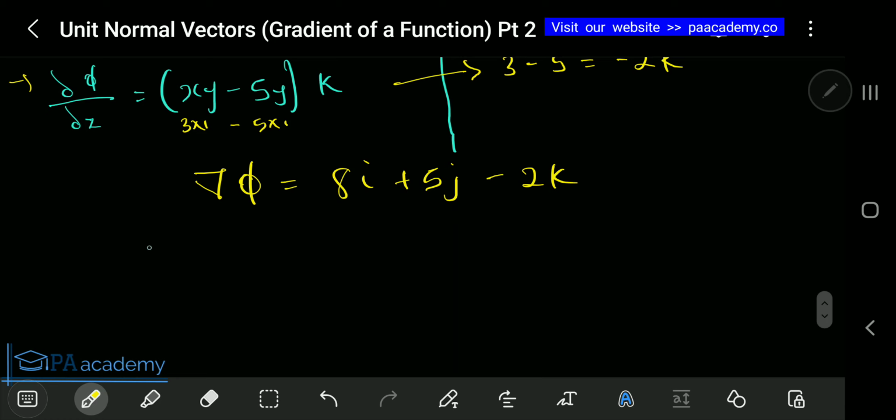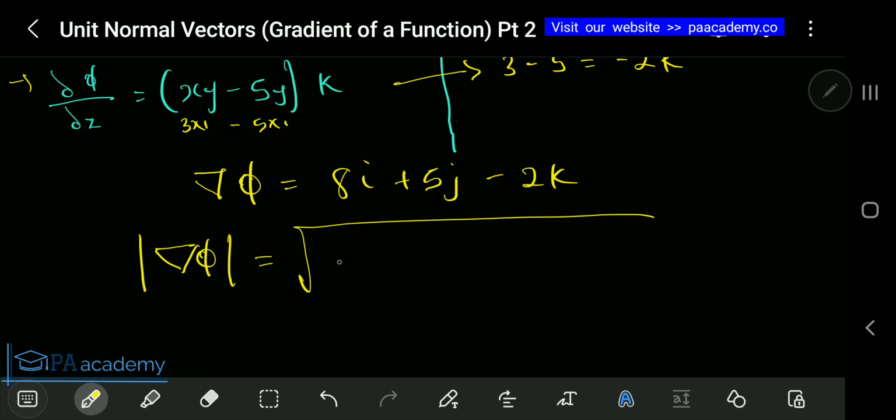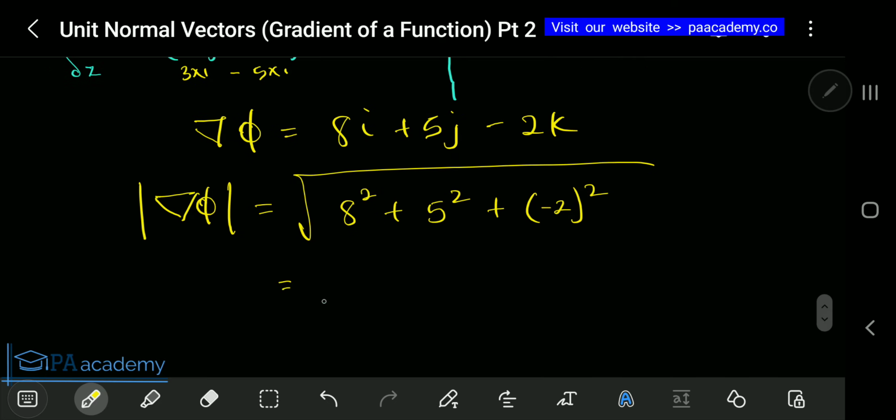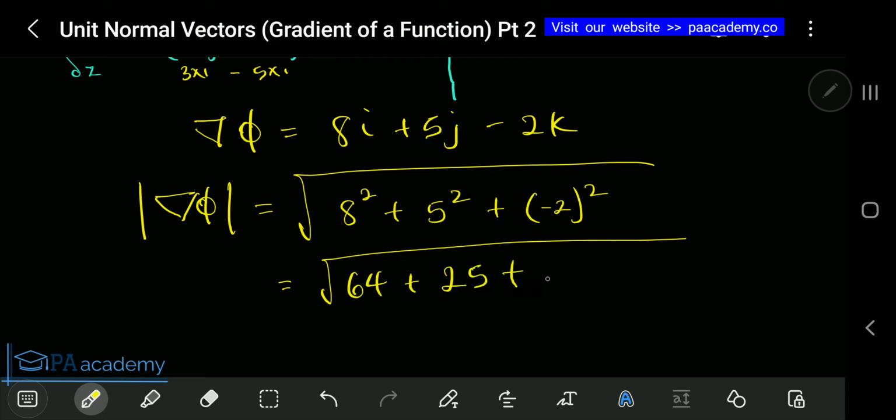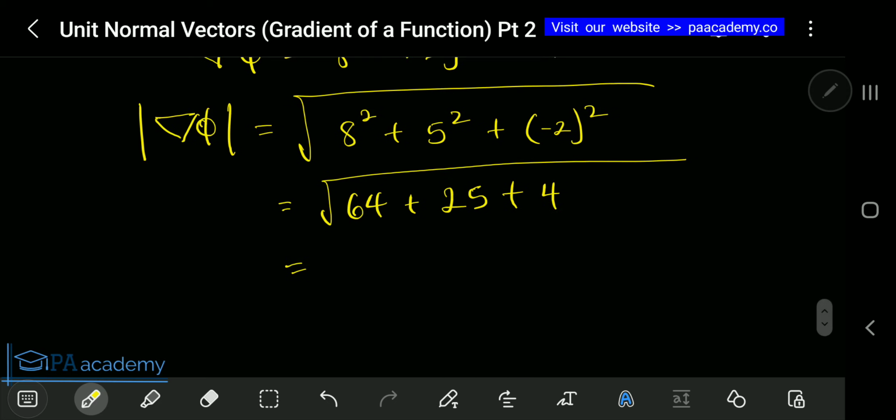The next one is to look for the magnitude. That's going to be the square root of 8 squared plus 5 squared plus (minus 2) squared. You can just put 2 squared also, it will still give the same value, but let's put in the right thing here. 8 squared is 64, plus 5 squared, that's 25, plus (minus 2) squared gives us 4. If you put this together, 64 plus 25 plus 4 gives us the square root of 93.